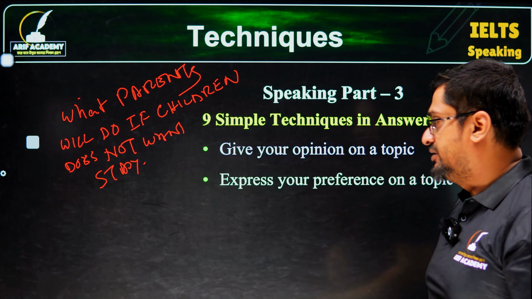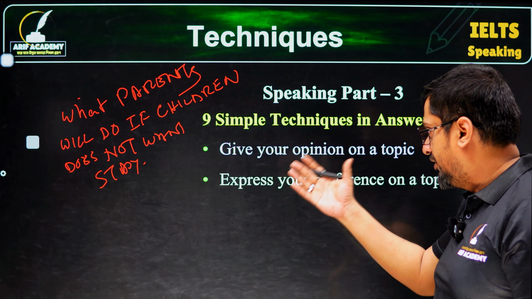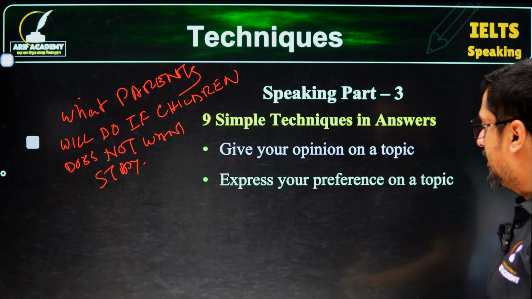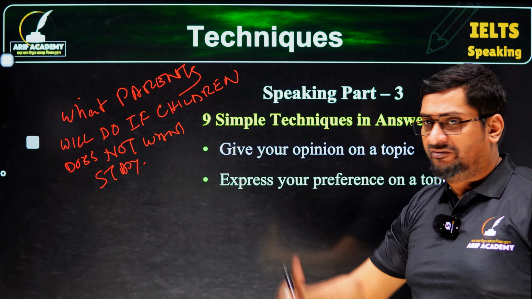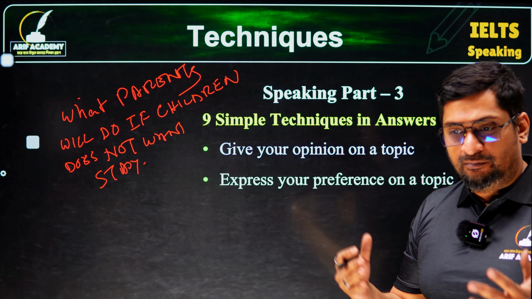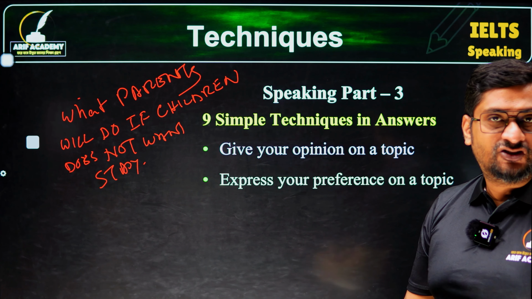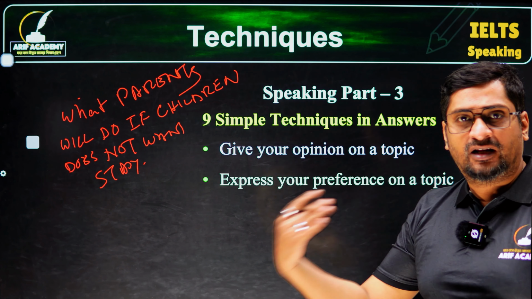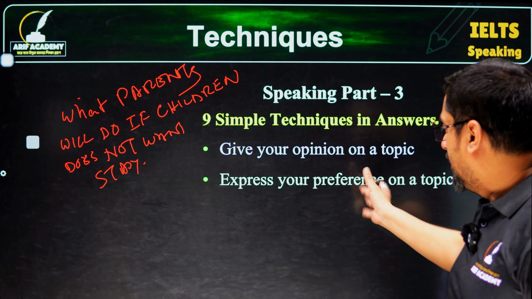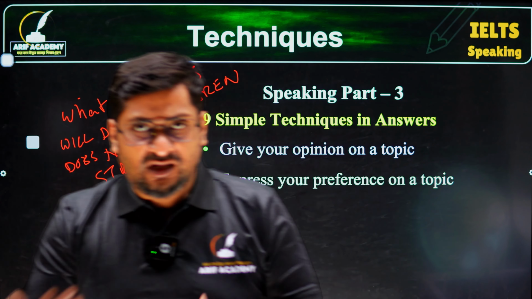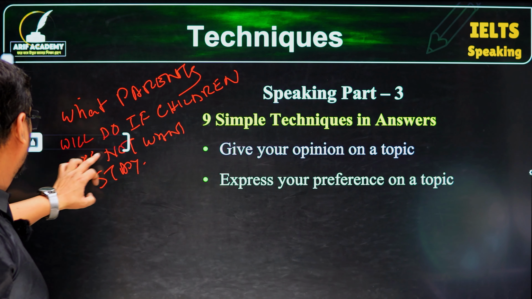Like in this question, you can give an example. If I compare with your techniques, express your preference. You can share your preference in this question, like what parents will do. The parents can be a friend with their children. They should give the time, or they can appoint another tutor for them. This sort of preference, along with opinion. Sometimes opinion and preference look the same.